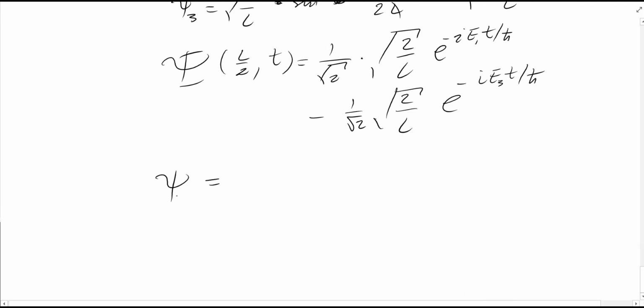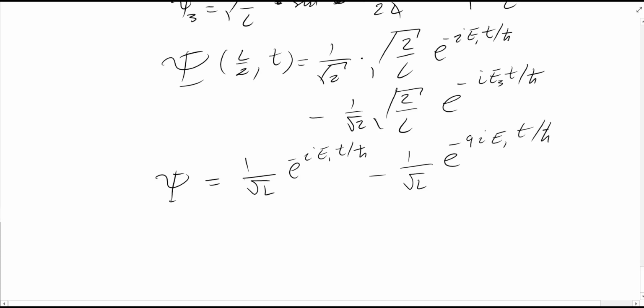Psi then is equal to, at this point, of course, L over 2 at any time, 1 over square root of L times the exponential of negative i E1 t over h bar minus 1 over square root of L exponential of negative 9i E1 t over h bar. That is basically how psi looks at that point. So this is just a reminder. This is not psi everywhere. It's psi at L over 2 at any instant.